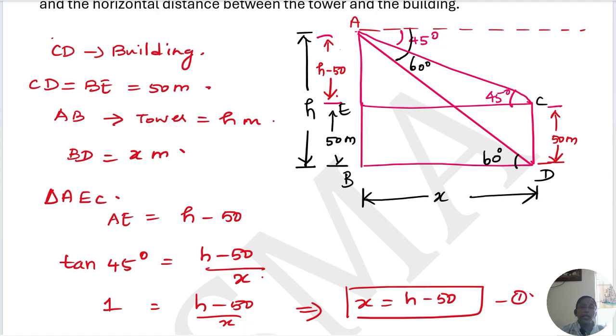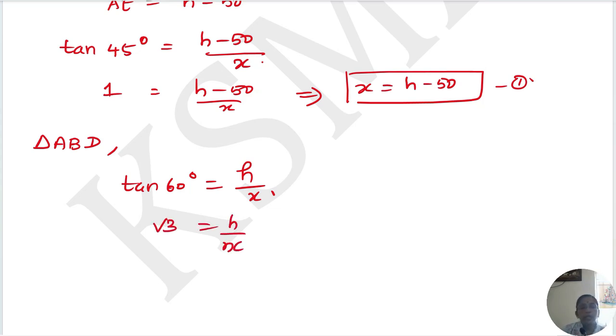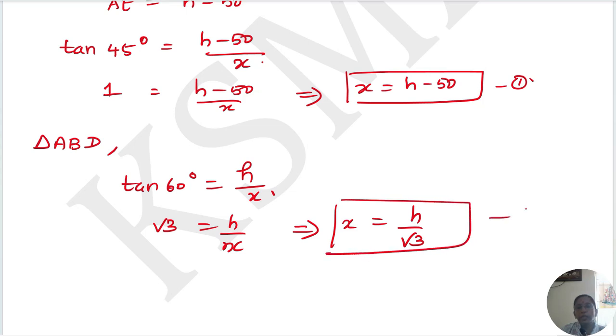Now consider the next triangle ABD, the triangle with the angle 60 degrees. So in triangle ABD, tan 60 is equal to opposite side H, adjacent side X. So root 3 is equal to H divided by X. So this is nothing but X is equal to H divided by root 3. So this is our second equation.